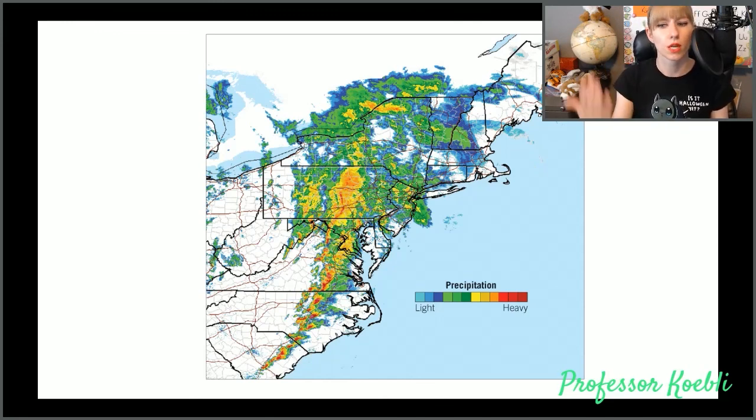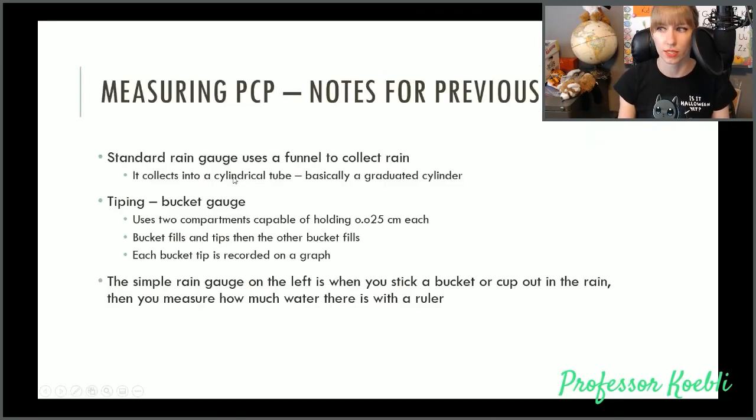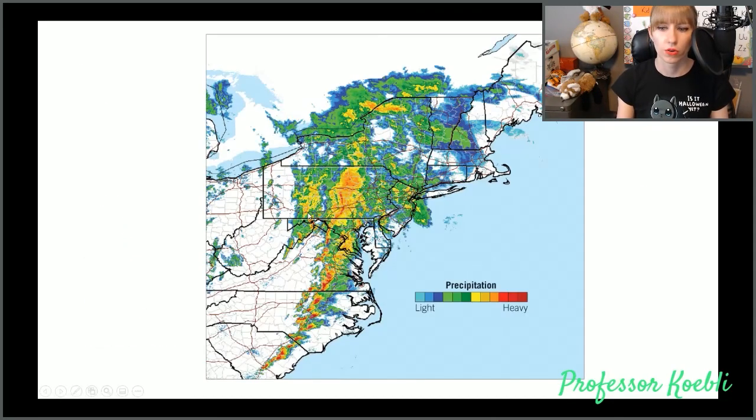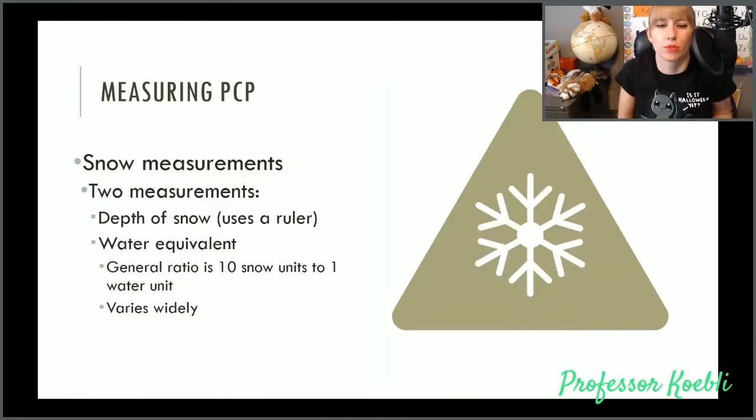It will be used in combination with the other measurement techniques like we have here in order to create an accurate forecast. Well, how do we measure snow? I'm sure you're all curious. You can either go outside with a ruler and stick it in and say, how much snow did we get? Or you can use the water equivalent. Generally, the ratio is 10 snow units to 1 water unit, but this varies widely.